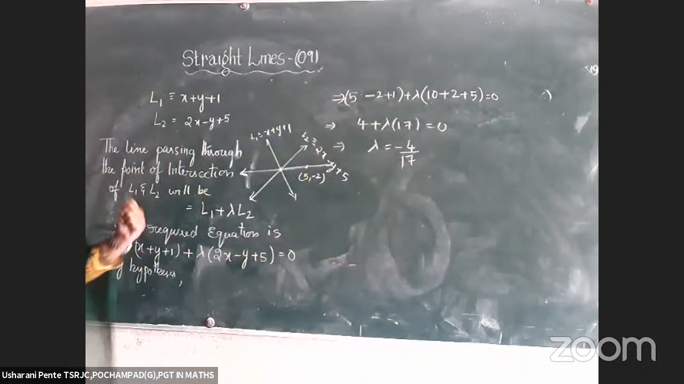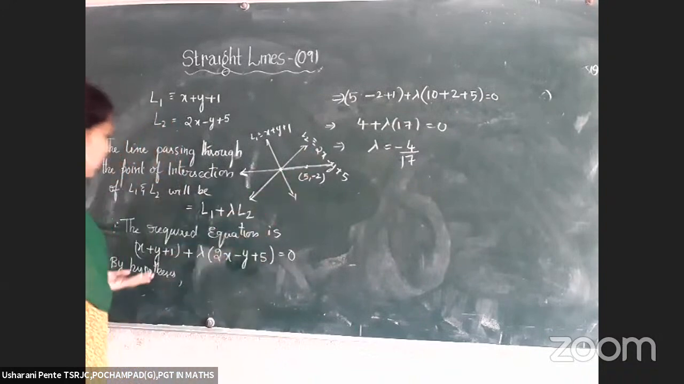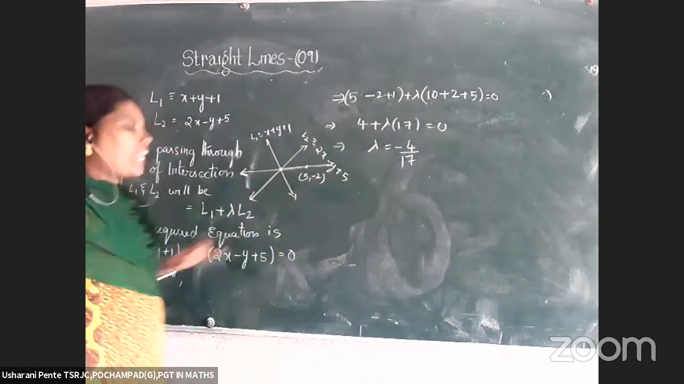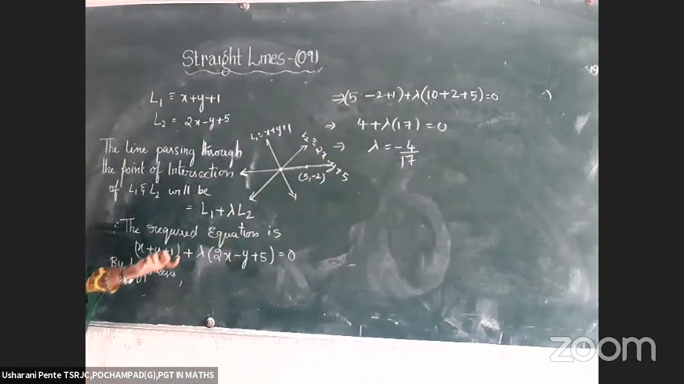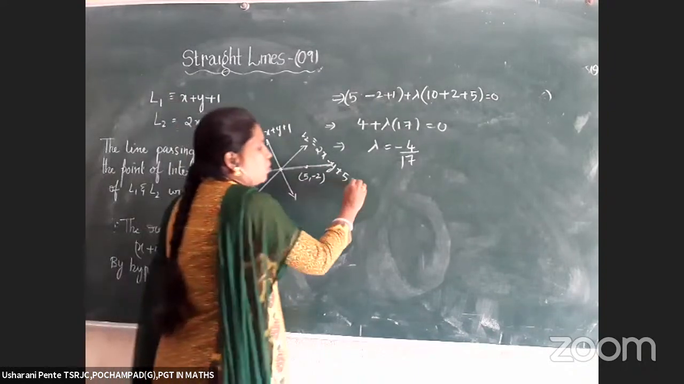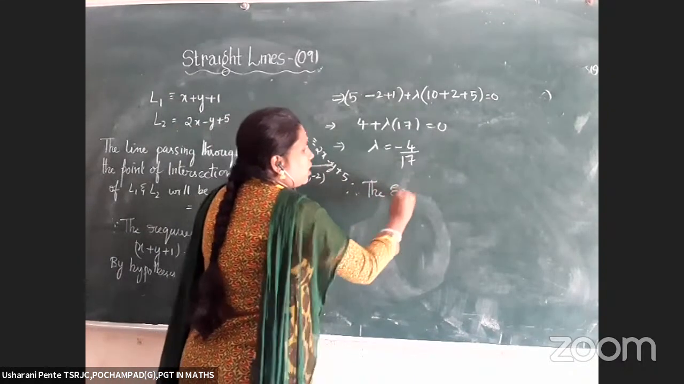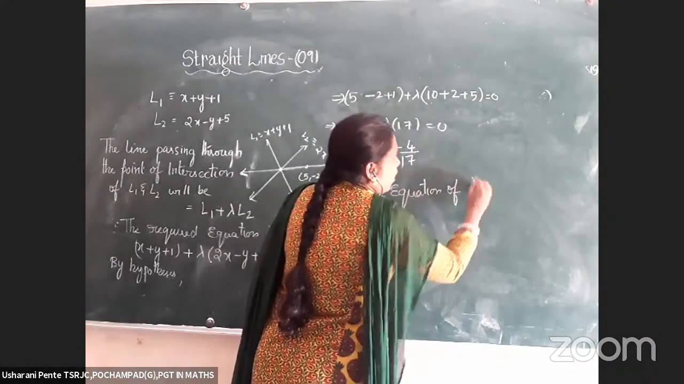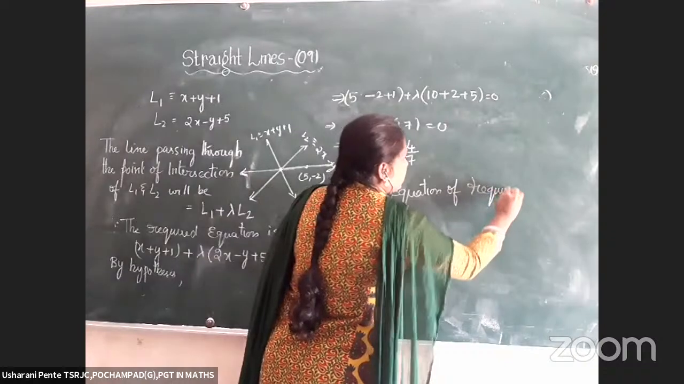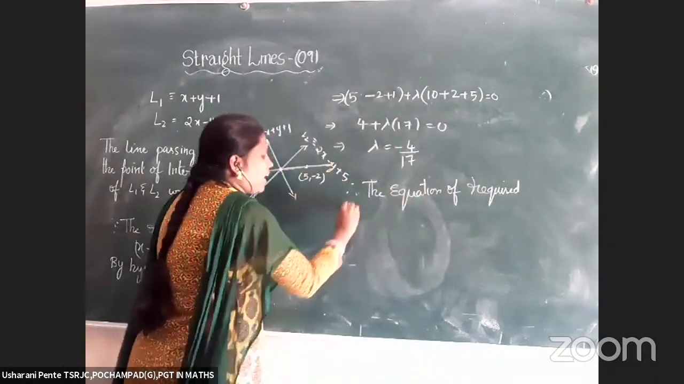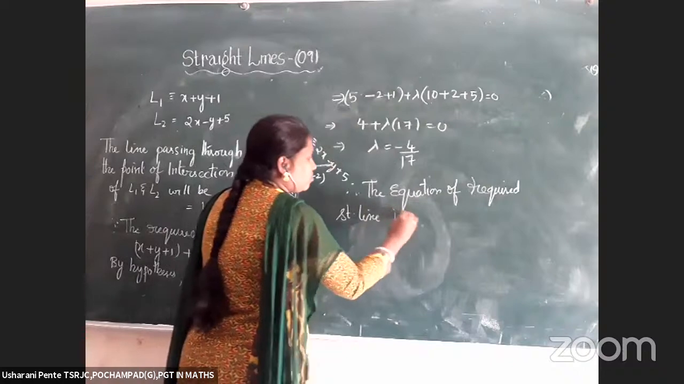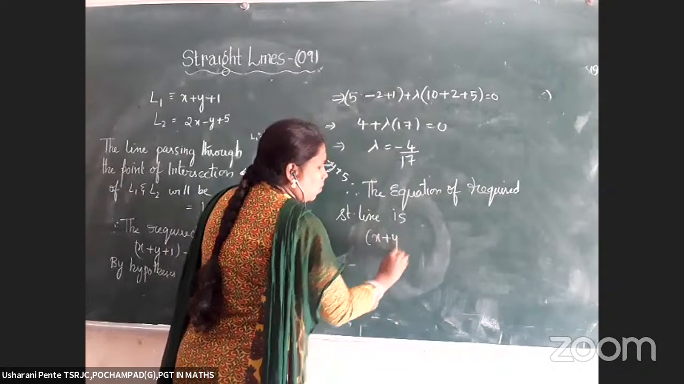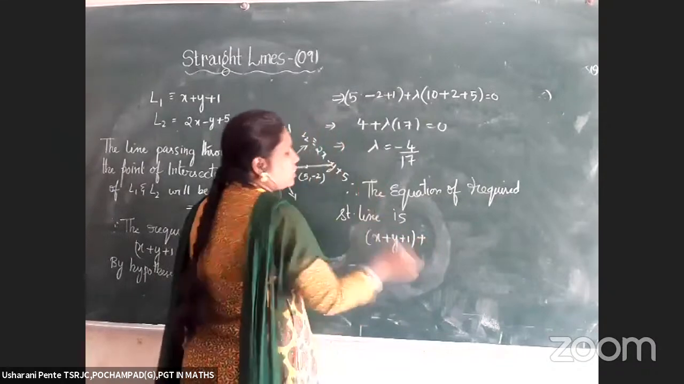Minus 4 by 17. Now substituting the lambda value in the required line, so that we will get the equation of the required line. Therefore, the equation of the required straight line is x plus y plus 1 plus, what is the lambda?